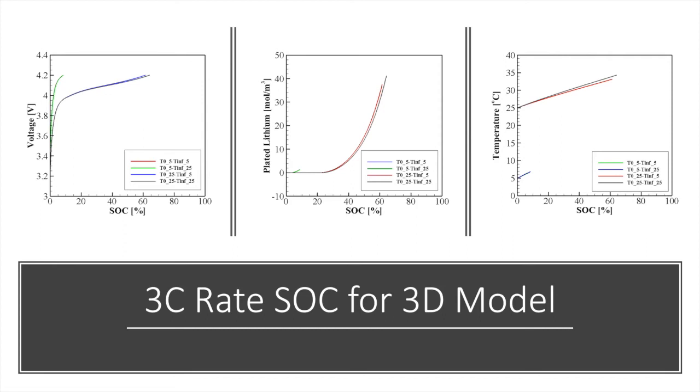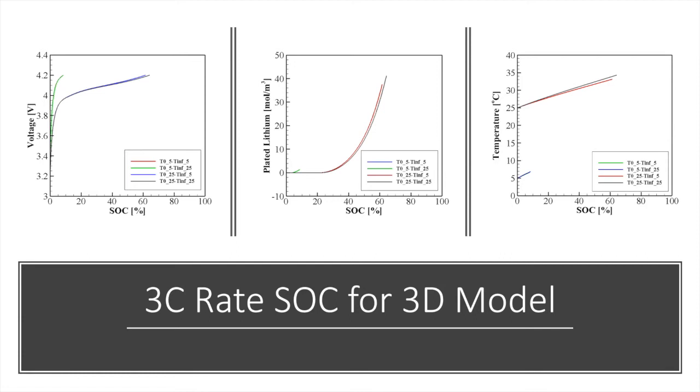Similarly, for the lithium plating for this cell, we can see that T naught at 5 degrees Celsius has hardly any lithium plating, but T naught 25 degrees Celsius has some plating, about 40 to 45 moles per meter cubed. And the temperature curve similarly reflects different values. We can see that T naught 5 degrees Celsius heats up to a maximum temperature just under 10 degrees Celsius, and T naught 25 degrees Celsius heats up to a maximum temperature of 35 degrees Celsius.